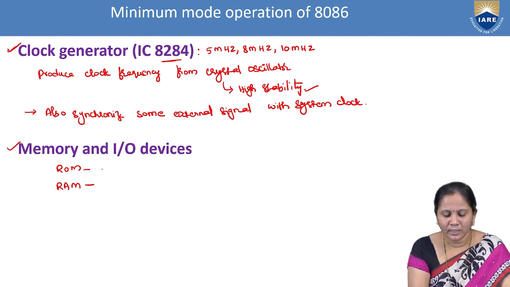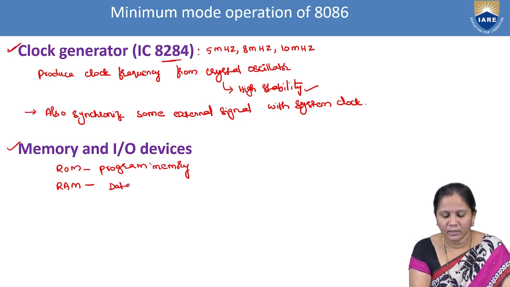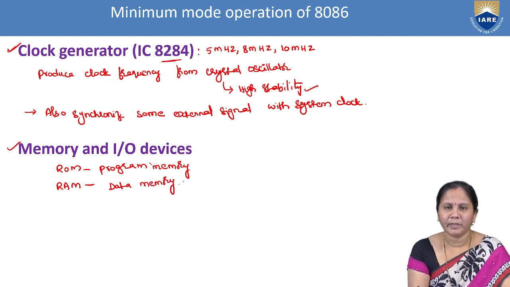Generally, in the ROM, the program will be stored. That is why ROM is also called program memory. And in the RAM, data will be stored. That is why RAM is called data memory.